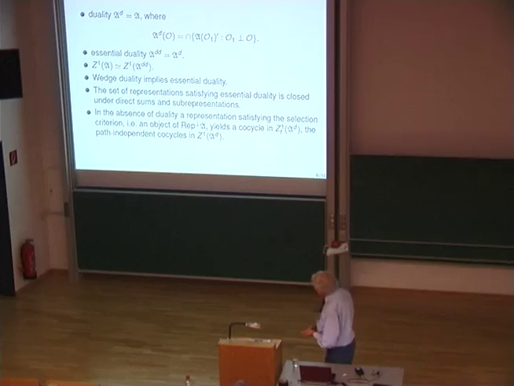I should say that these Z1 of A and Z1 of A^DD are thought of here as C-star categories, because they're not only the co-cycles themselves, but they're the co-boundaries or the mappings between these co-cycles. And an interesting feature of essential duality is that wedge duality, which is known to be satisfied, can imply essential duality. And another result is that the set of representations which satisfy essential duality, because you can define it for other representations as well, is actually closed under direct sums and sub-representations. And that's of interest if you want to do superselection sectors relative to some state which is not a pure state, for example, a temperature state.